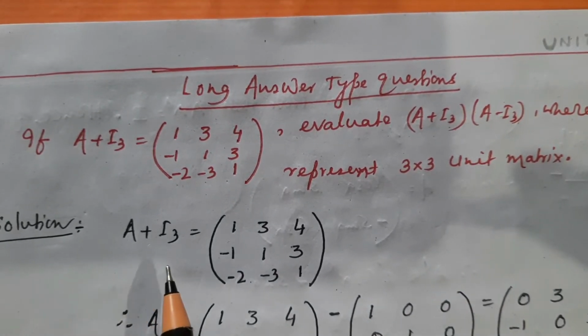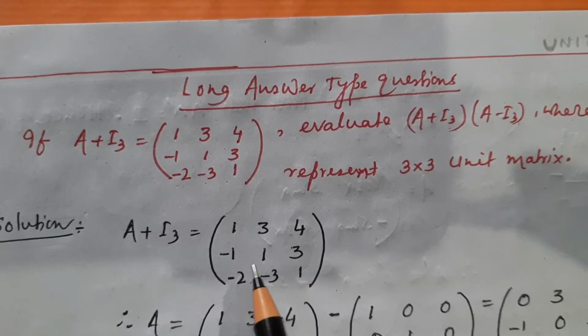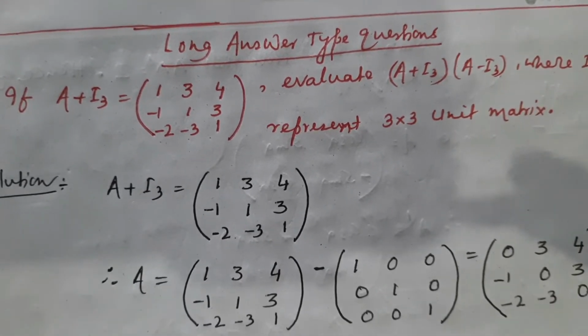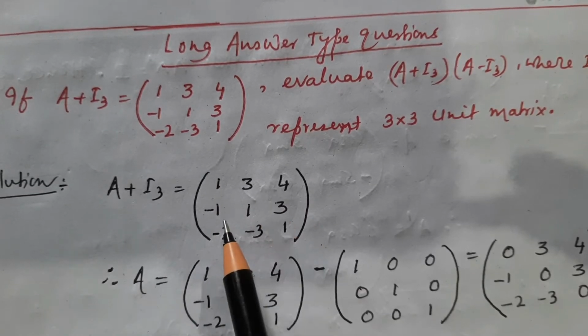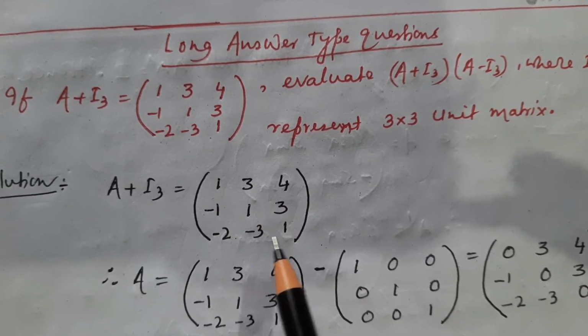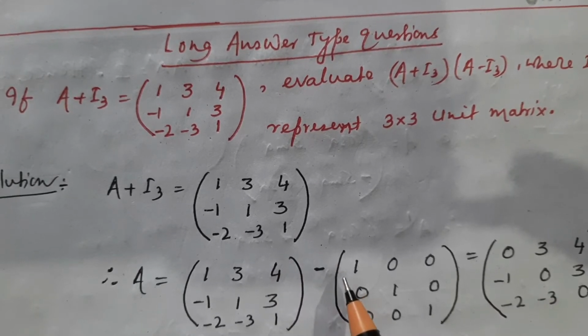Solution. Since A plus I3 equals [1 3 4; -1 1 3; -2 -3 1], therefore we can say A equals this matrix minus I3. And we know that I3 is the identity matrix of 3 cross 3, that is equal to [1 0 0; 0 1 0; 0 0 1].